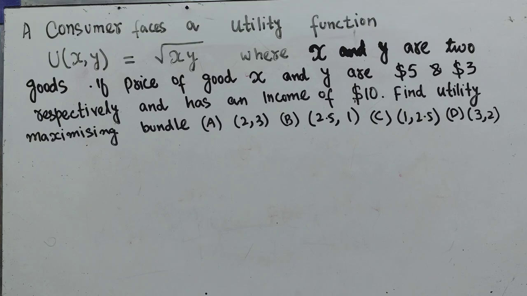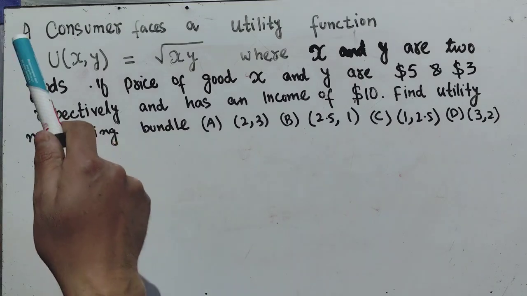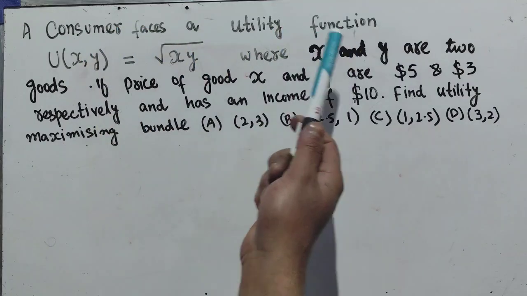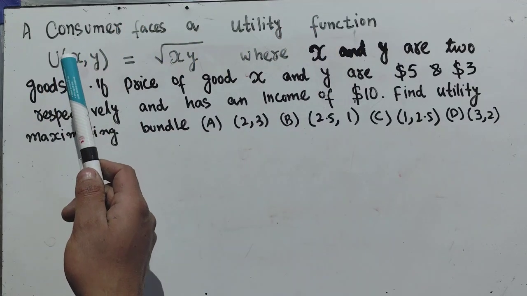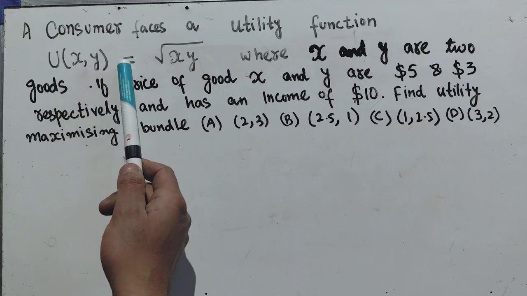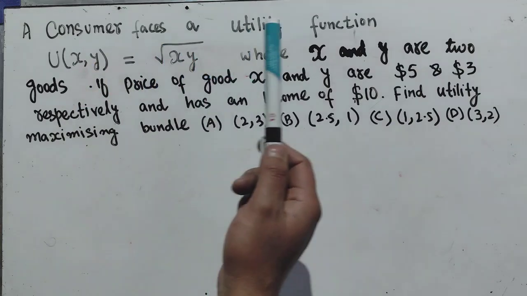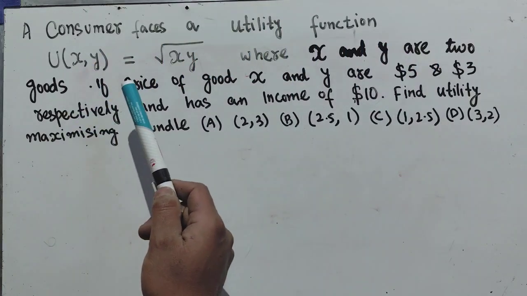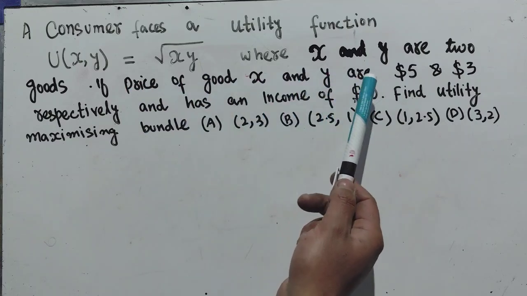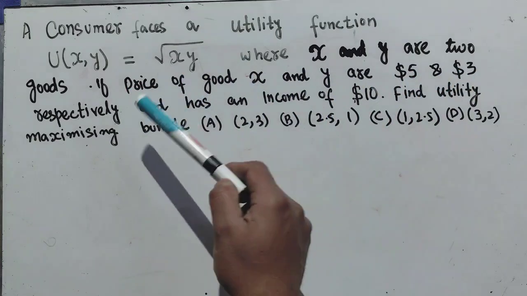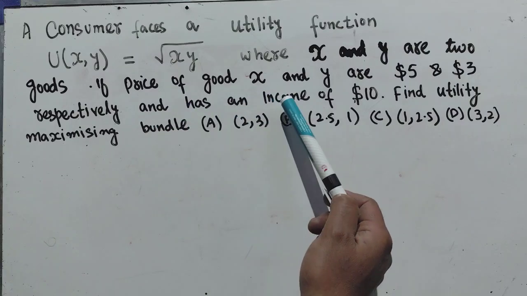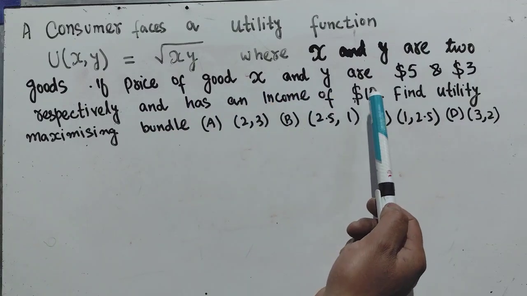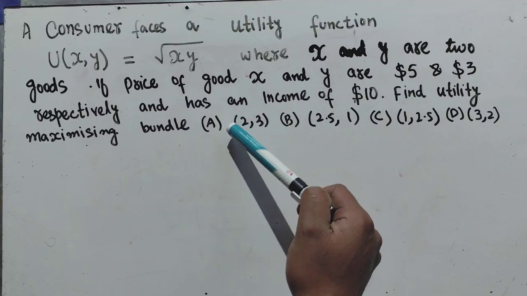In this video, we will learn how to find out the utility maximizing bundle for a consumer who faces a specific utility function. The question is: a consumer faces a utility function, where utility is a function of two goods x and y, equal to the square root of x times y. If the prices of goods x and y are $5 and $3 respectively, and the consumer has an income of $10, find the utility maximizing bundle. Options are being given.